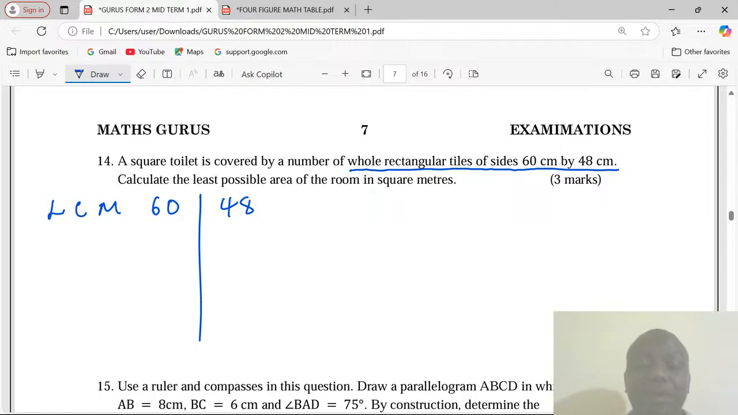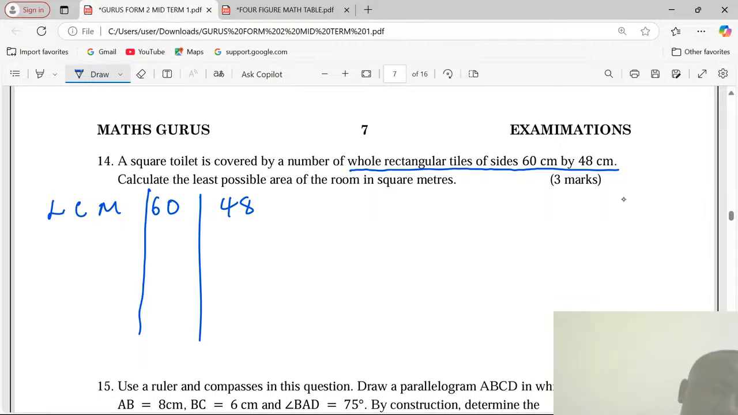So it means LCM, so that you may get something that we are calling a multiple, because we are moving from dimensions of a tile to the dimensions of a toilet. Actually, if we were moving from a rectangular toilet to square tiles, we would have gotten GCD, because we need something that can divide the rectangular toilet. But now we are having rectangular tiles and we need a square toilet, which means it's bigger. It has to be divided into rectangular tiles. Therefore, we need a multiple of both 60 and 48.